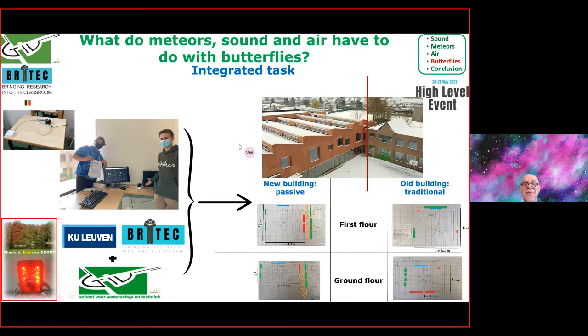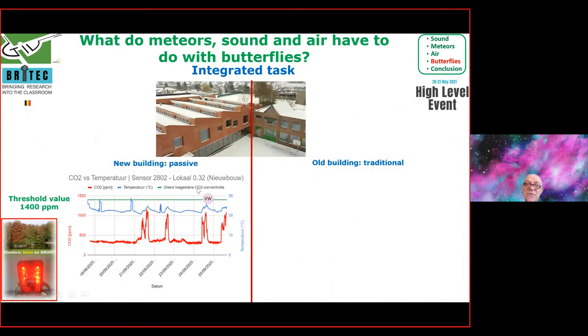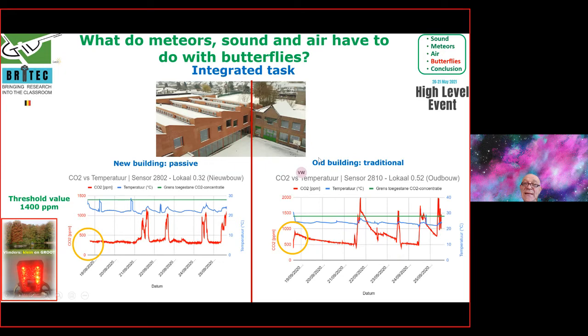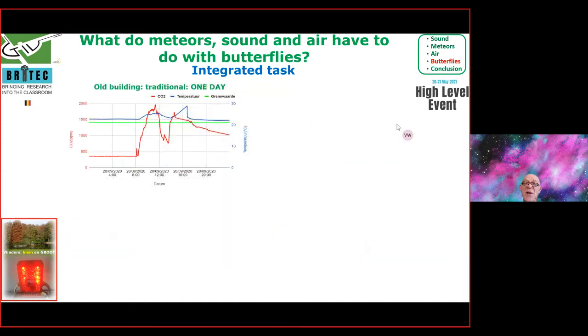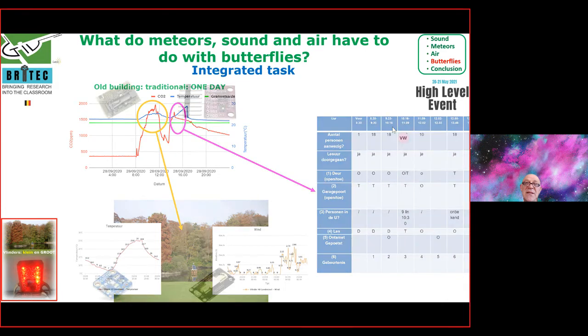I already told you about these two students. They made a comparison between our old and our new building. There was no difference between the rooms at the first floor and the classrooms at the second floor. But here you see a graph of the new building, and in our new passive building, this is the threshold value. Red is the carbon dioxide, and we stay always below it. But in the older building, it's not a good place to give lessons because we exceed the threshold value on a regular basis. I'm going to skip some data.